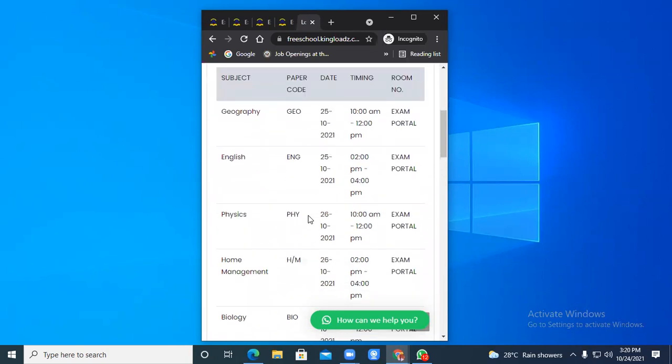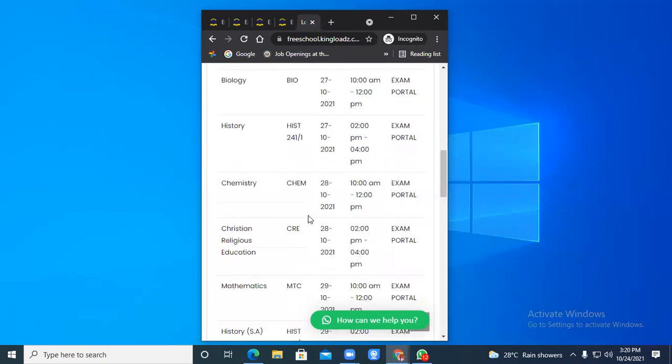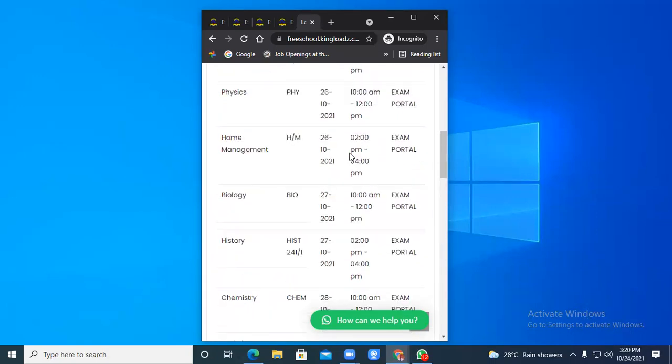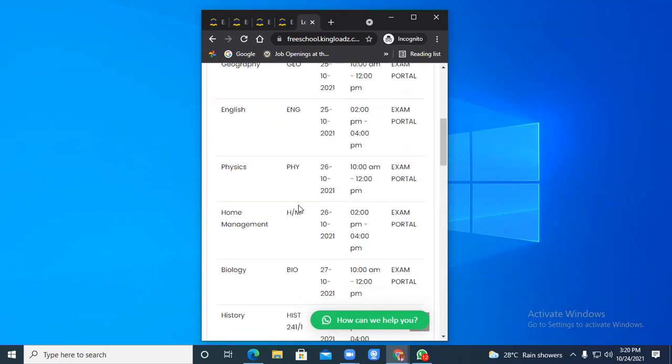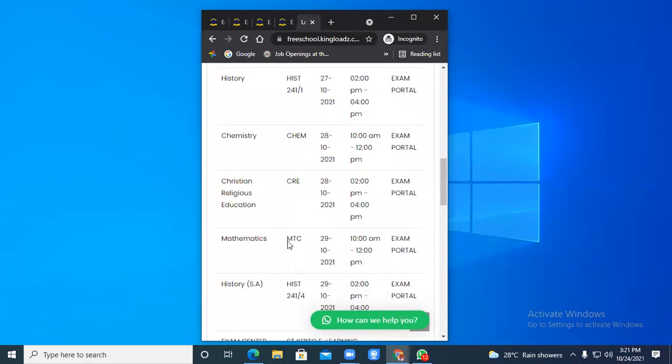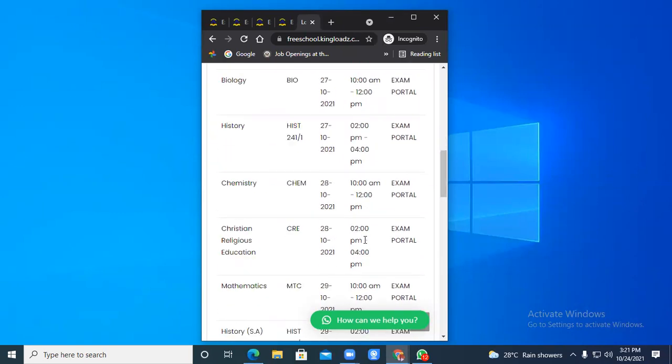Now, let's say you have mathematics. For instance, for senior 3, the timetable here will be for that particular class. This is the student of senior 3, so the timetable displayed is for senior 3. You have mathematics on the 29th from 10. So if this time reaches, then for mathematics, I make it very clear.